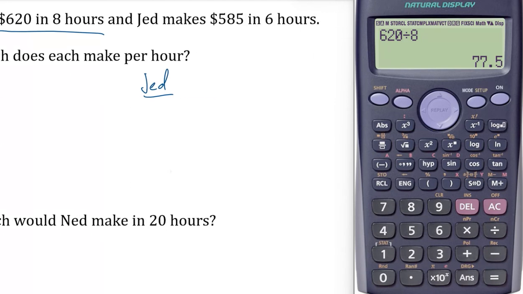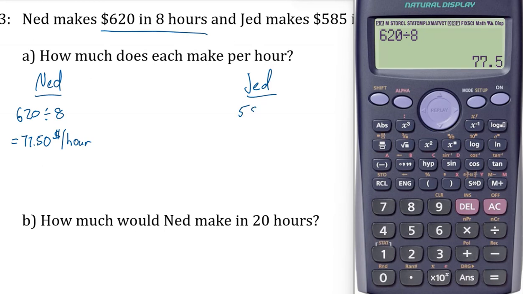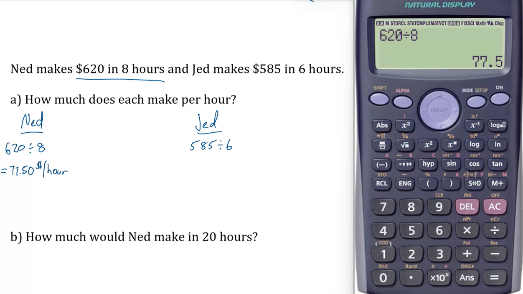And then Jed is $585 in 6 hours. We talked about this yesterday. Who's making more? This is a good example of it's hard to tell. Now, if you're good at estimating or good at doing mental math, you might be able to look at this and figure it out, but you'd have to think a little bit. It's not necessarily clear right away, and sometimes it's really close and it's really hard to tell which is the better paying job. So if we convert them both to unit rates, then we can tell for sure which one is better. And it turns out this one is about $20 more per hour.